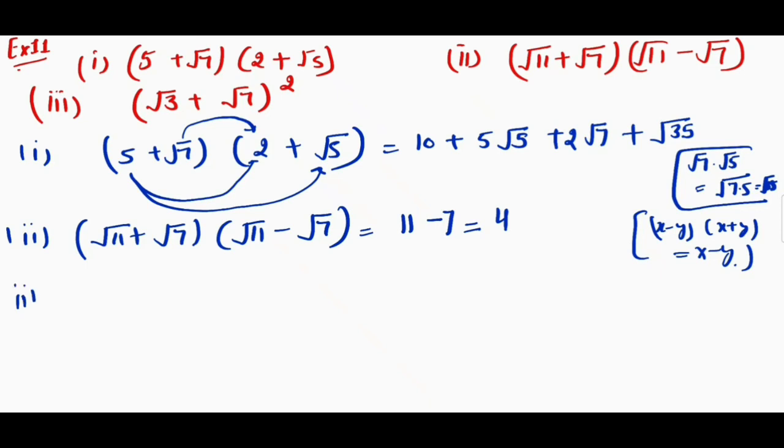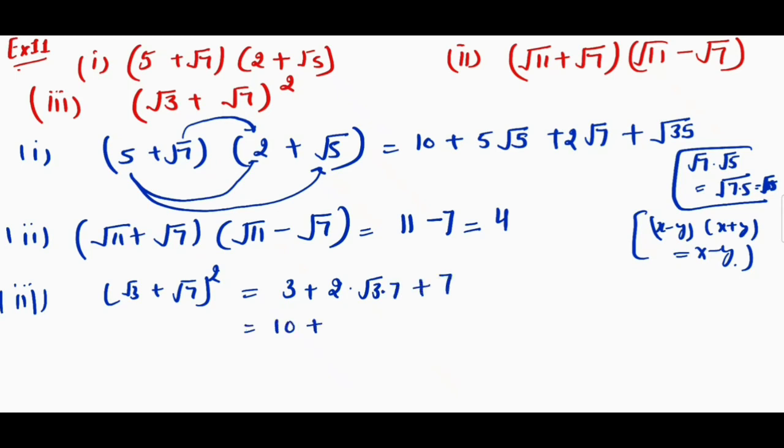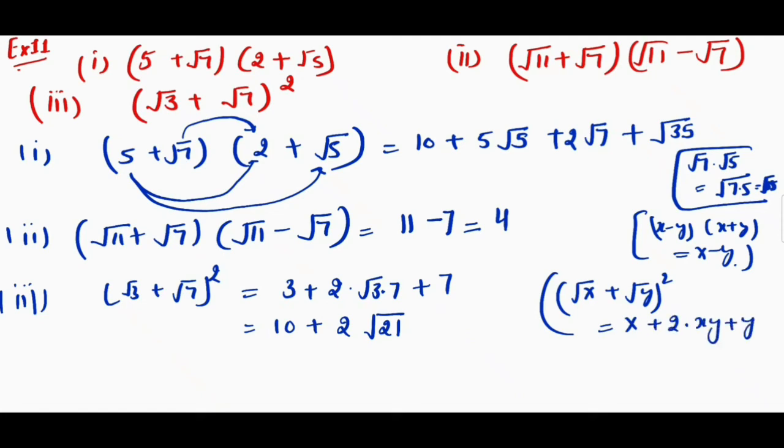So third question here I have (square root of 3 plus square root of 7) whole square, which is equal to 3 plus 2 into square root of 3 into 7 plus 7. So this will become 10 plus 2 square root of 21. Here I am using this identity, (square root of x plus square root of y) whole square is equal to x plus 2 square root of xy plus y.